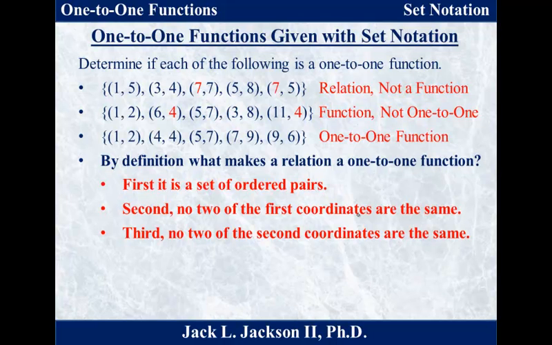The last one, the third one there, is an example of a one-to-one function. It's a set of ordered pairs. All of the first coordinates are different. 1, 4, 5, 7, and 9 are all different. And all the second coordinates are different. 2, 4, 7, 9, and 6.